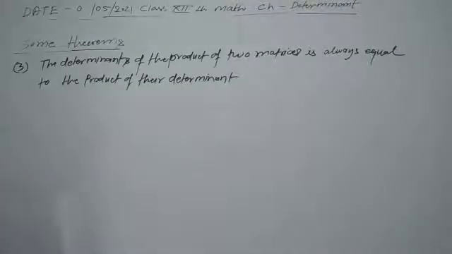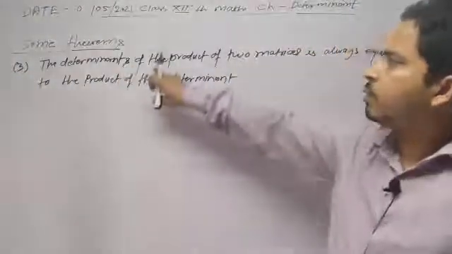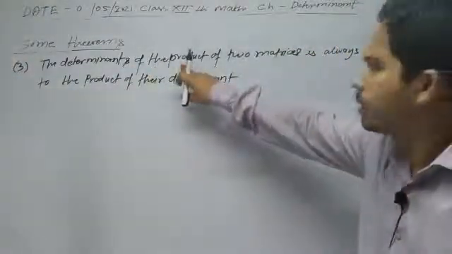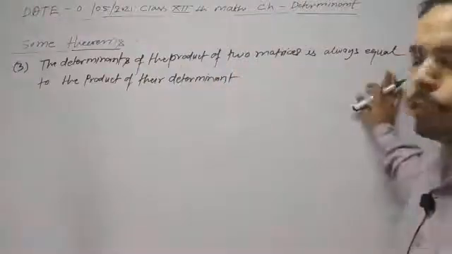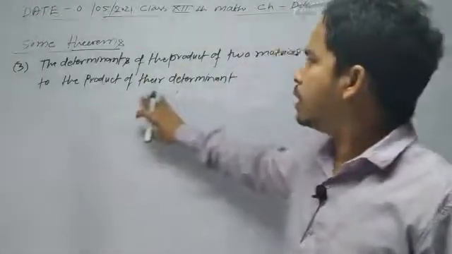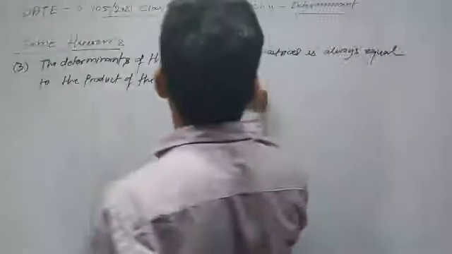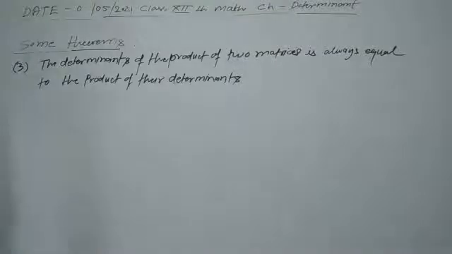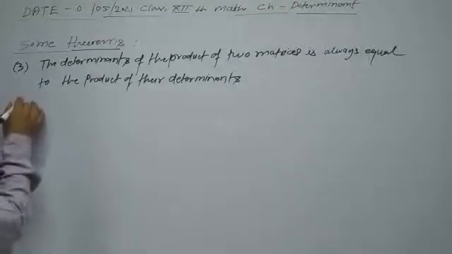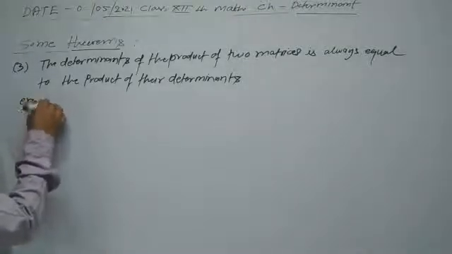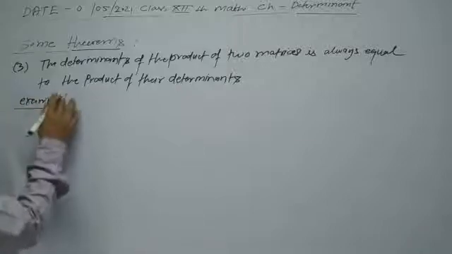Now students, let us see the third theorem. The determinant of the product of two matrices is always equal to the product of their determinants. So we are going to prove it by using examples. See everyone, example is here.